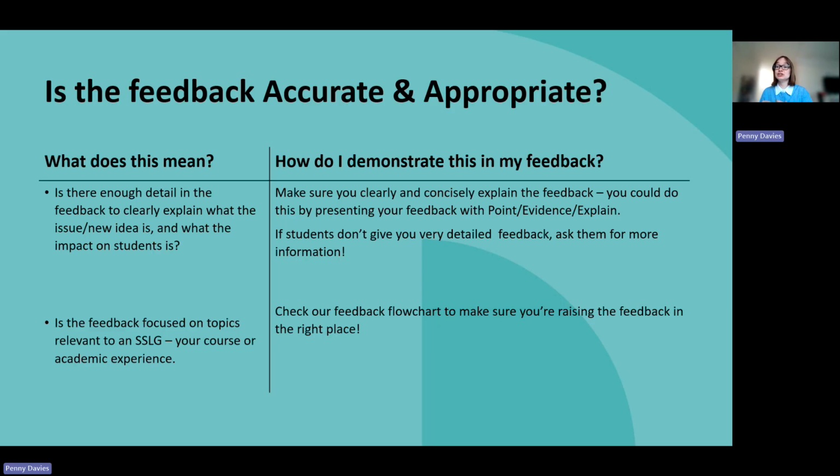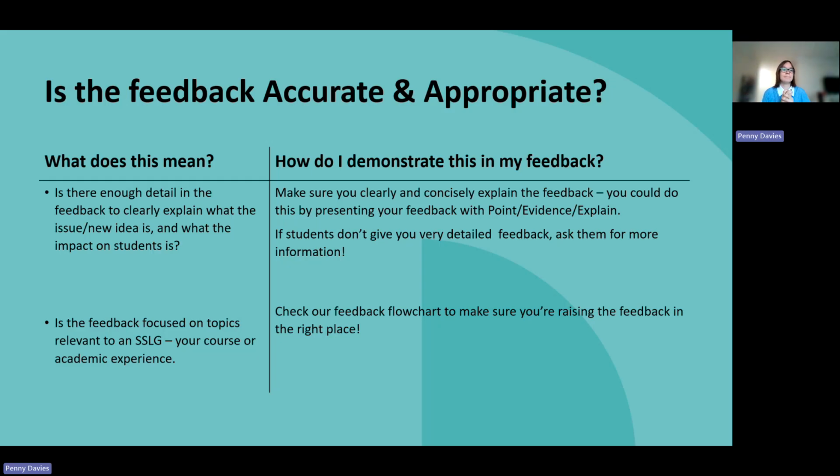And if students don't give you very detailed feedback, if you look over your raw data that you've collected and think, I have no idea what students mean by this module is confusing, you can go back to students and go, why do you think this module is confusing? Give me a little bit more detail so I can explain it to staff.